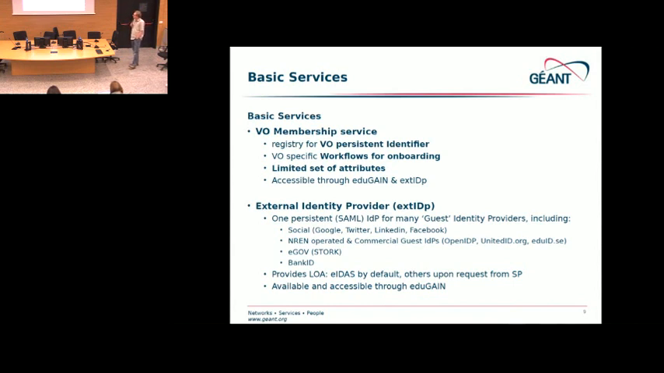We will make all the guest IDPs directly available through eduGAIN as well, which is also a new thing. So actually a service provider can point to normal IDPs, institutional IDPs, as well as some or all of these guest IDPs in one single way.